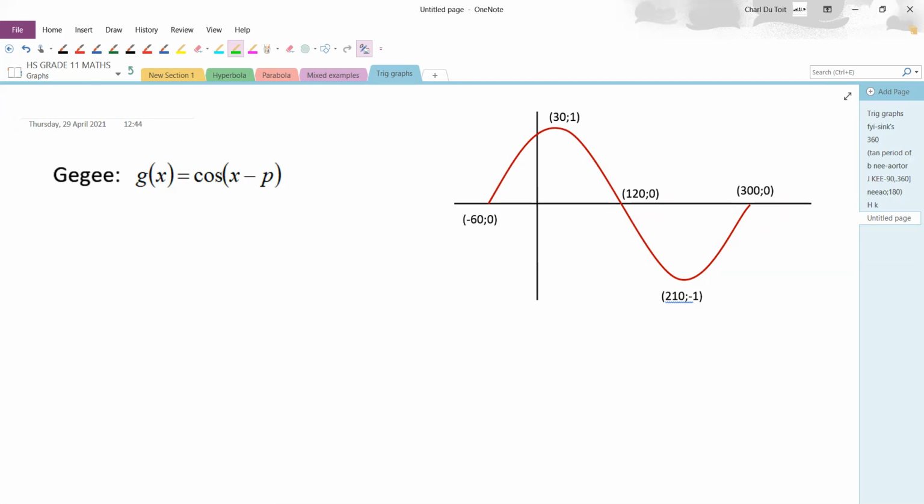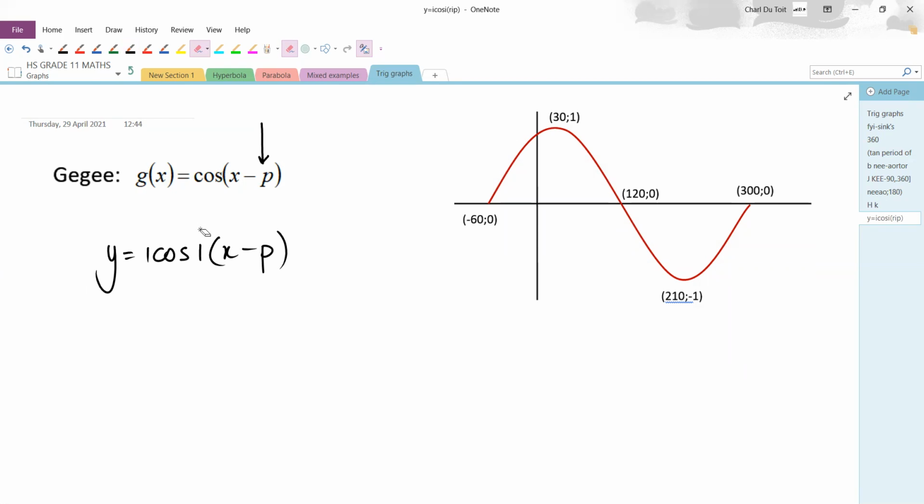No. P is the amount of degrees that the graph has moved left or right. The 1 is already in front of the cos. P is not the amplitude. P is the value at which the graph has moved left or right. This equation is already y equals 1 cos 1 bracket x minus p. So the amplitude is 1. And we are only going to be able to draw one graph in its period. But that graph is moving left or right.